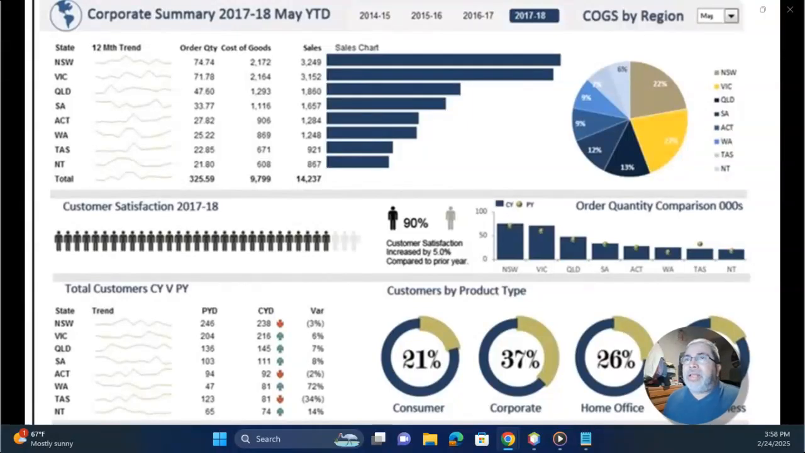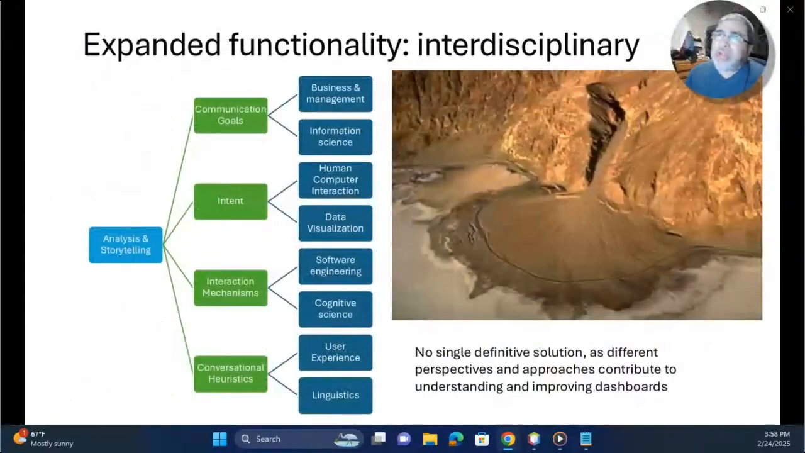So as it expanded, then with the expanded functionality, we say that the analysis and the storytelling grew up in what? In what are the communication goals, the intention, the interaction mechanism, the conversational heuristics, and then it got branched out. The facility that these visualization applications created or enabled, of bringing so much information for immediate consumption of a human being, has brought the interest, and we need the help of multiple scientific branches. It is claimed that this expanded functionality brought interdisciplinarity.